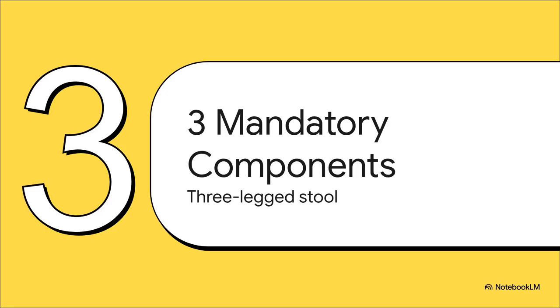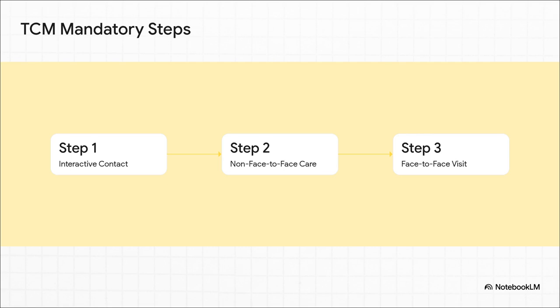All right, Section 3. The 3 mandatory service components. Let's get to the meat of these requirements. To actually bill TCM successfully, you have to perform and, more importantly, document these 3 mandatory components. I like to think of them as a 3-legged stool. If even one leg is missing, the whole TCM claim just falls right over. You need the initial interactive direct contact, the ongoing non-face-to-face care management, and of course, the actual face-to-face visit itself. Let's break these down so you know exactly what the auditors are hunting for.